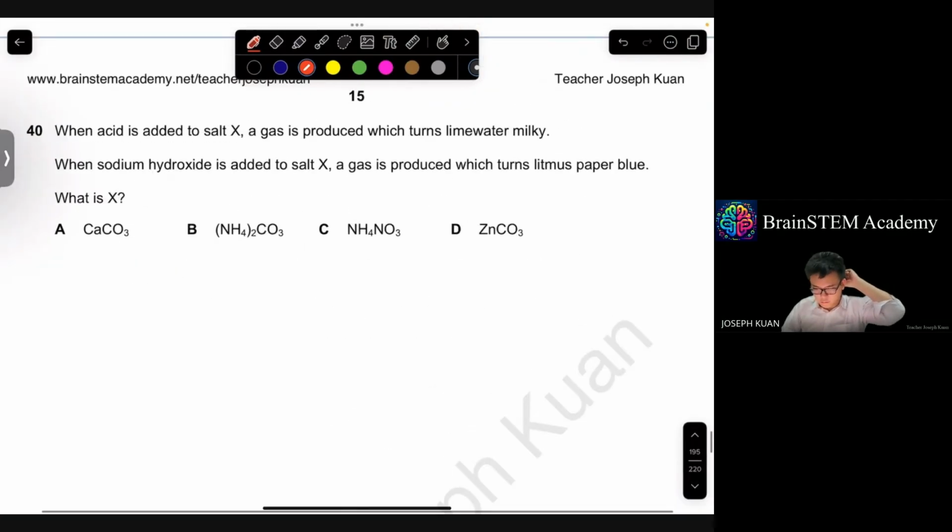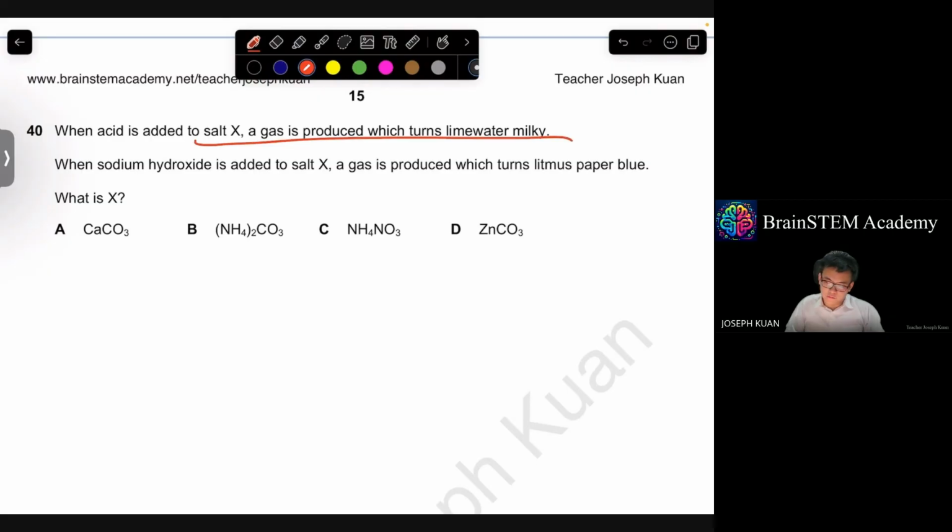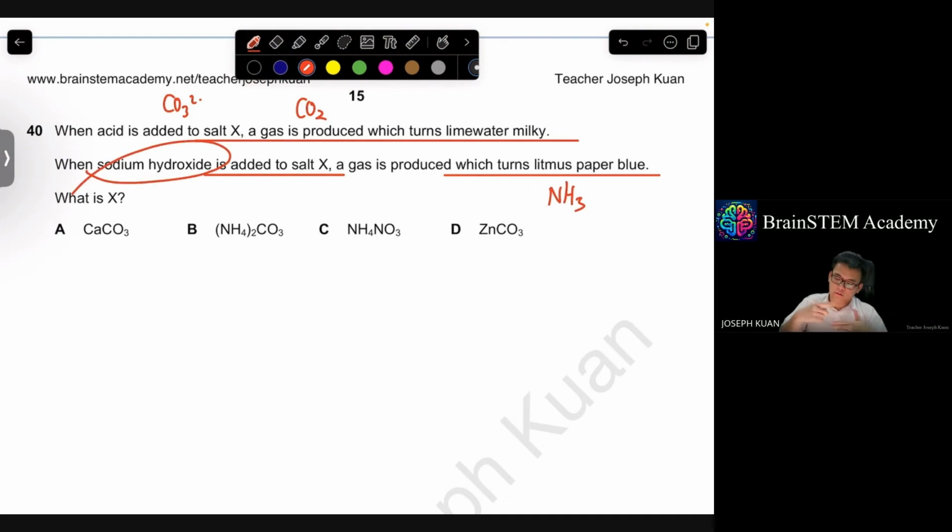And last question. When acid is added to salt X, a gas is produced which turns limewater milky. That will be a carbonate. A carbonate releases carbon dioxide when acid is added. When sodium hydroxide is added to salt X, a gas is produced which turns litmus paper blue. So this salt has produced ammonia upon adding alkali. So it must be an ammonium. So it's ammonium carbonate. And that's it for the discussion.